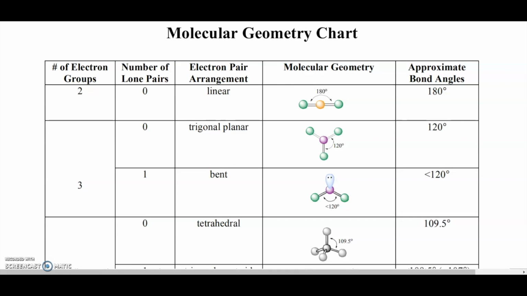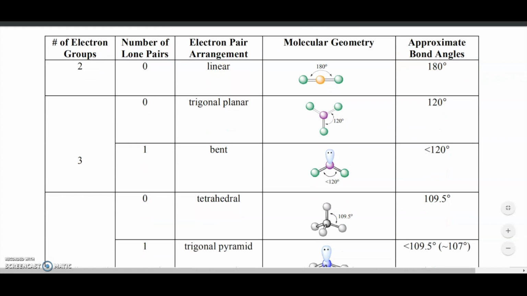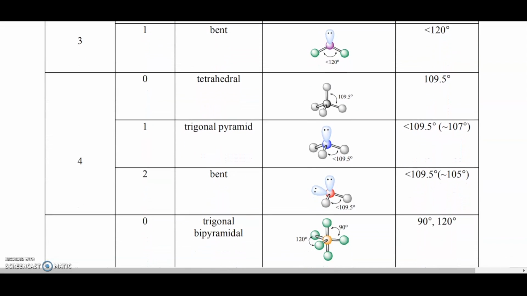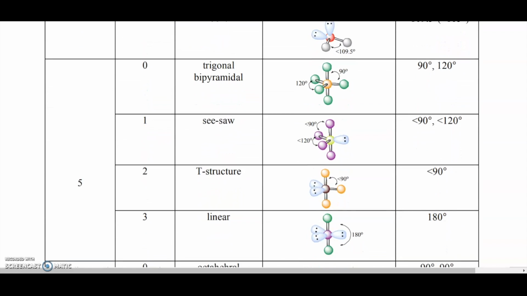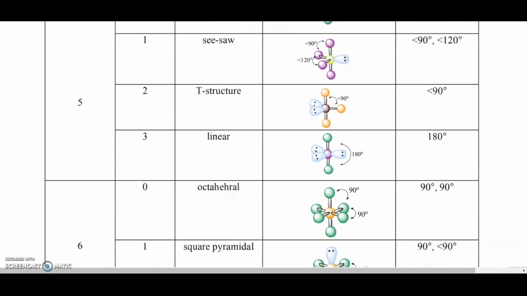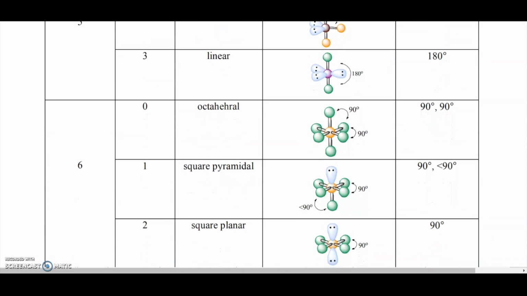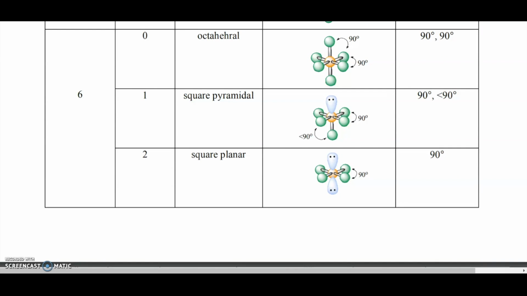So it's color coded, they can see the actual colors of what it's supposed to look like. And it starts, of course, with the linear structures all the way down to square planar, as I will scroll down and show you at this time. So if you notice, it goes from linear, you got your trigonal planar, your bent, your tetrahedral, your trigonal pyramidal, bent, trigonal bipyramidal. I even have them practice some seesaw, T-structure shapes as well, octahedral, square pyramidal, and square planar.